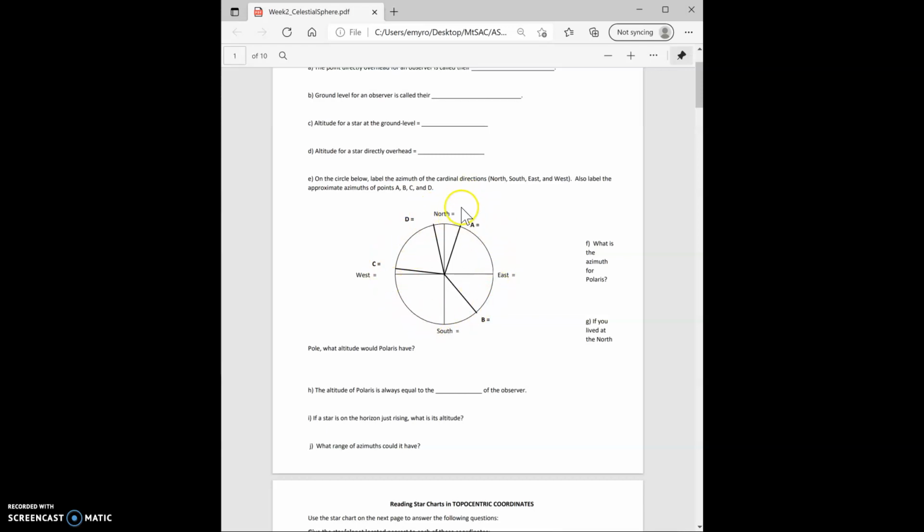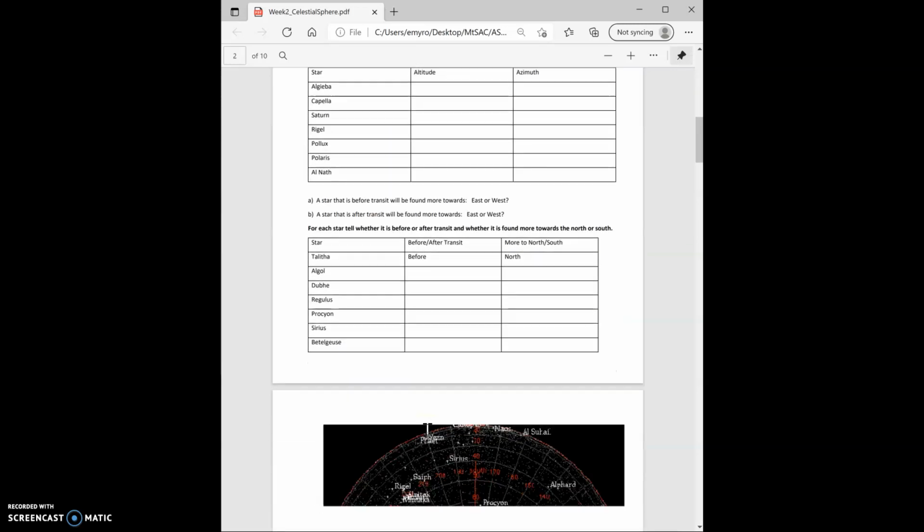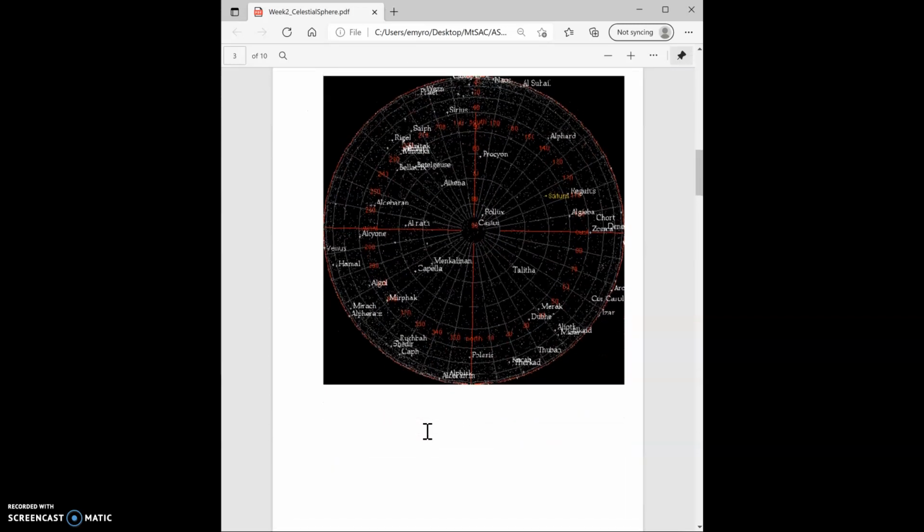So by convention, north is 0, south is 180. It goes from 0 to 360. So give your answer for approximately how many degrees apart from north A is. Same thing for B, C, and D, east and west. And you have several questions to answer. Don't forget those 2 on the side too, regarding altitude, azimuth, and the North Star. So that's for the first part of the chart.